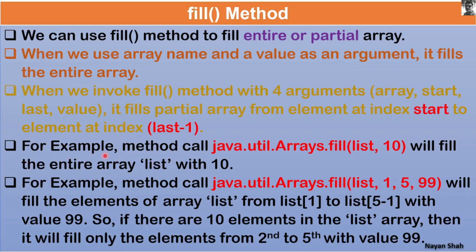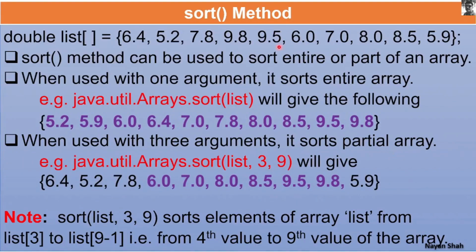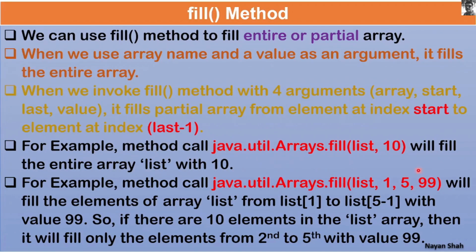For example, the method call java.util.Arrays.fill(list, 10) will fill the entire array list with value 10. However large the list array is, whether it has 10 elements, 15 elements or 50 elements, all those values will become 10. So suppose this is your list array, then all these values will become 10 because it fills the entire array with value 10.